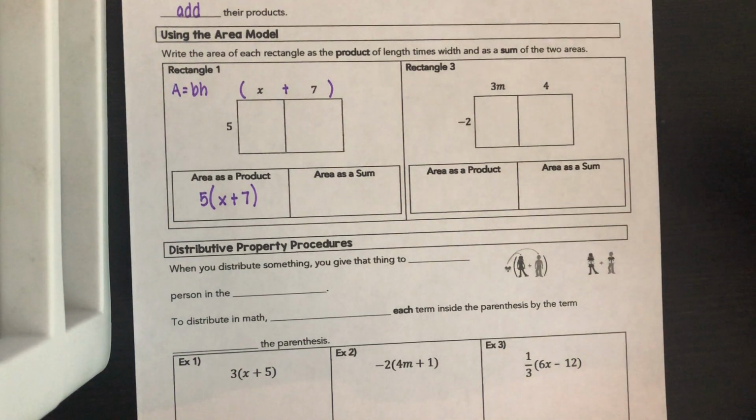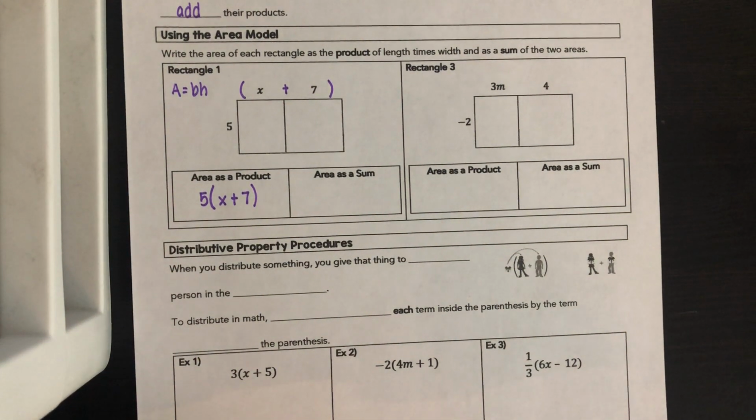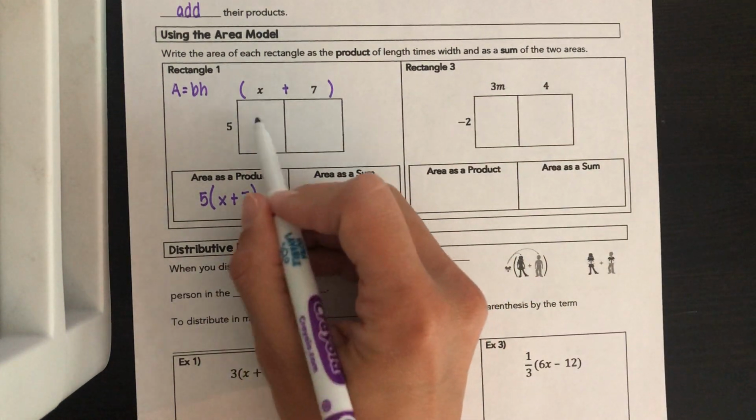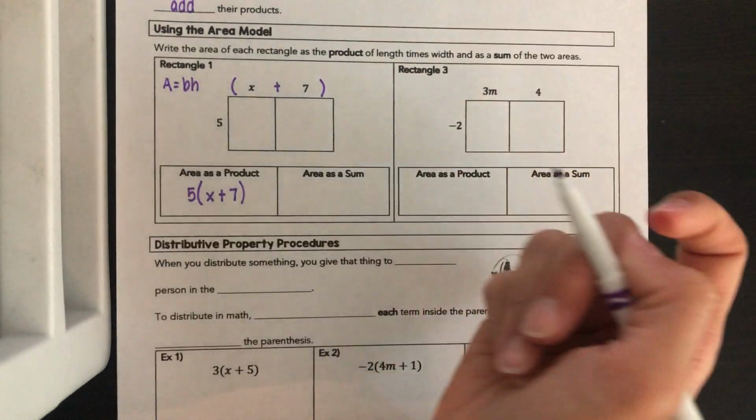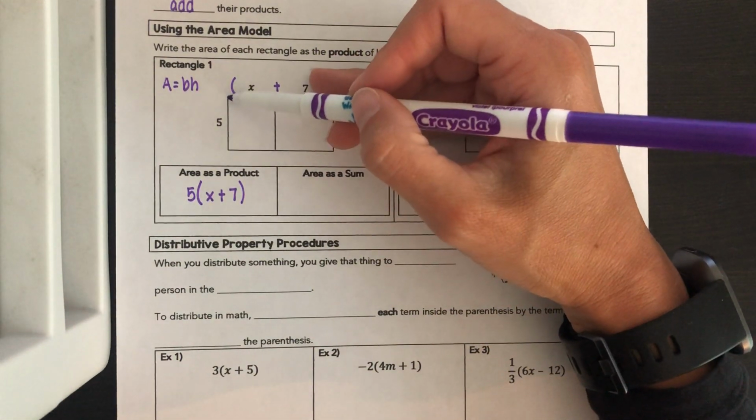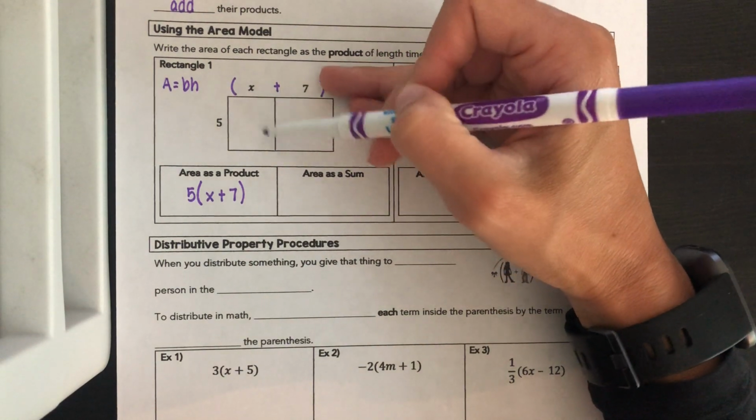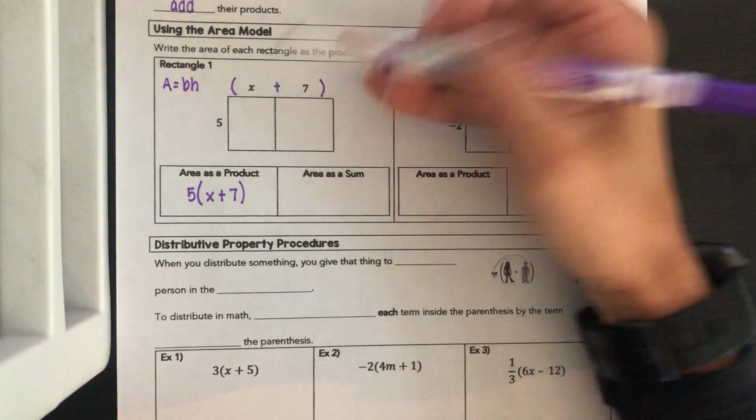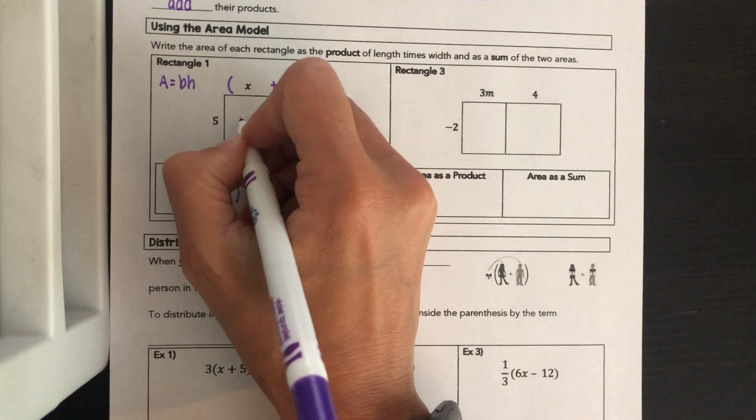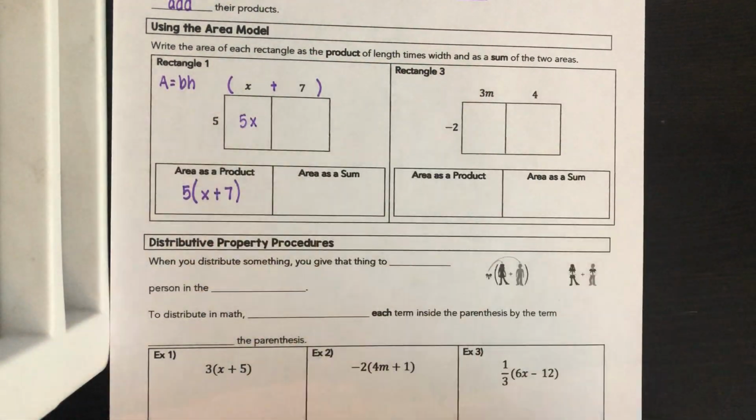If we want to write this area as a sum, meaning we would know the areas of each of these 2 rectangles and add them together, we can do that also. So we know, again, to find the area of a rectangle, we multiply the height by the base. So if we look at this first rectangle, the height is 5 and the base is x. And 5 times x would give us the area of 5x.